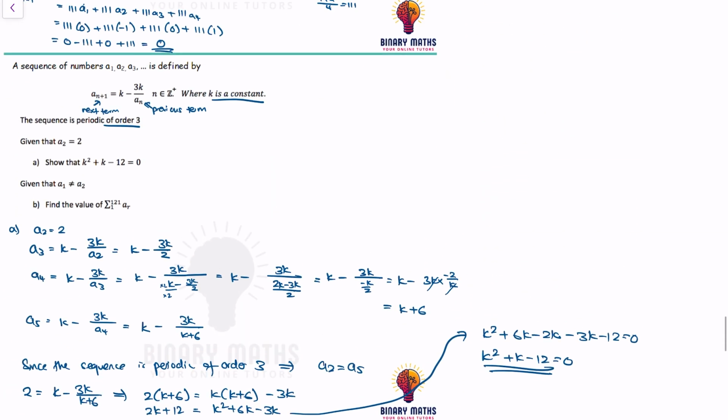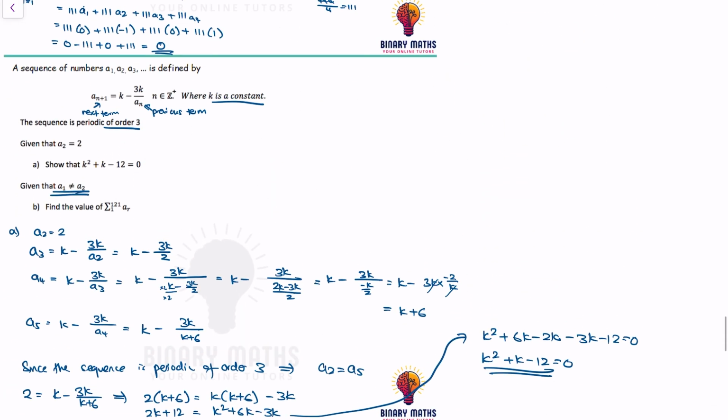Okay, so for part B, given that A1 is not equal to A2, find the value of the sum from 1 to 121 of AR. So first thing I need to do is find k. If I've got k squared plus k minus 12 equals 0, if I factorize it, I get k plus 4 times k minus 3 equals 0, which implies k equals negative 4 or k equals 3.